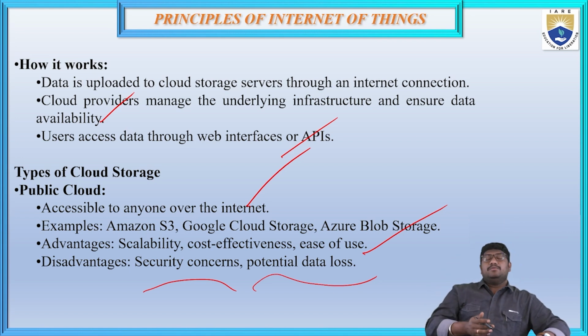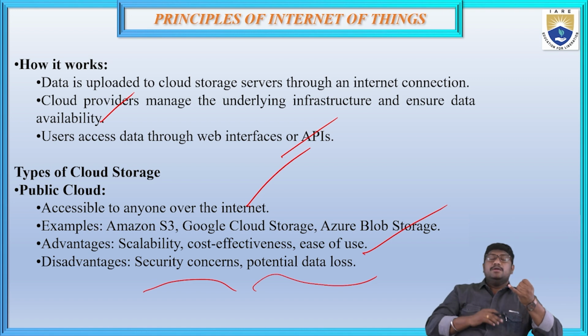Now, before discussing the cloud models, I will let you know what the different kinds of clouds are that exist in cloud storage. There are 4 different kinds of clouds: public cloud, private cloud, community cloud, hybrid cloud. These 4 different clouds are there in cloud storage.